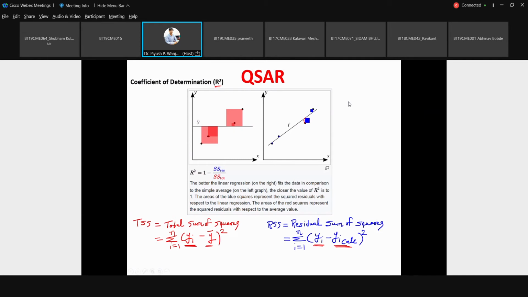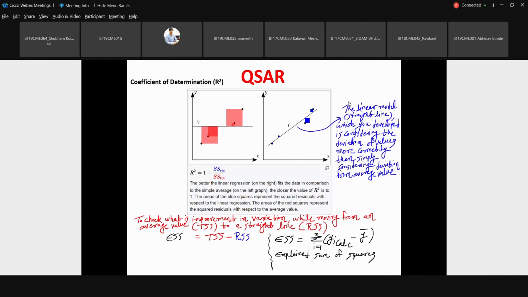And we say R square is one of the things where you are interested to understand the improvement when you are moving from an average value to fitting a linear curve. So how much is the improvement when instead of fitting an average value you are fitting a linear straight line. That improvement we called explained sum of squares, which is nothing but the improvement we can calculate in terms of TSS minus RSS, so ESS you can get by the difference of these two things.